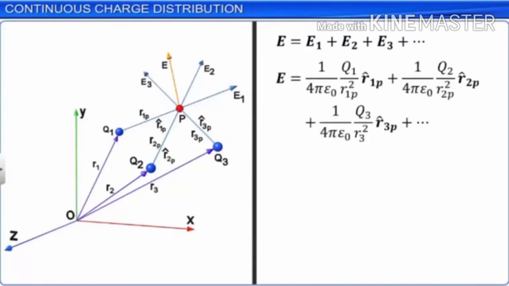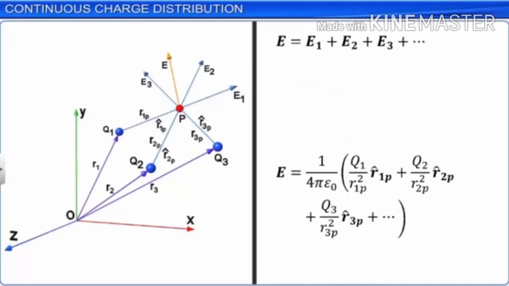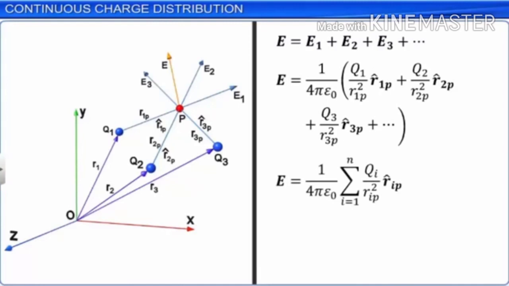Therefore, E is equal to 1 by 4 pi epsilon naught into Q1 by R1P square into R1P cap plus Q2 by R2P square into R2P cap plus Q3 by R3P square into R3P cap and so on. The net electric field strength E can now be written as 1 by 4 pi epsilon naught into sigma i equals 1 to n Qi by RiP square into RiP cap.